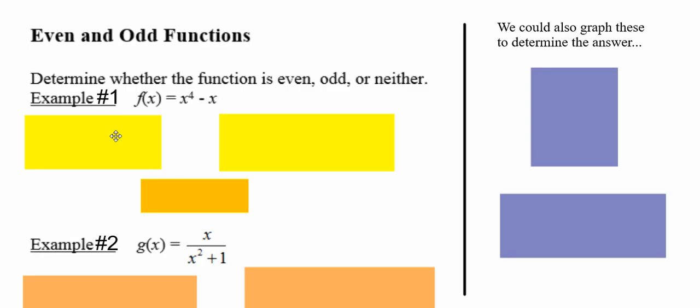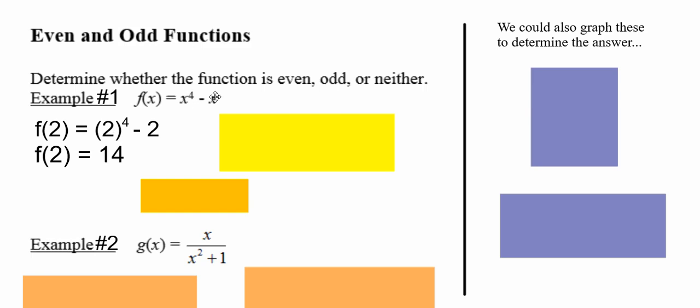So what I'm going to do is look first at this function, and plug in 2 for x. So f of x is just saying the function at a certain value of x. So f of 2 says I'm going to find the value of the function when x is equal to 2. And I'm just going to do that by plugging in 2 for every x. So when I see x to the fourth, I'm like, okay, 2 to the fourth, which is going to be 16, right? 2 times 2 is 4 times 2 is 8 times 2 is 16. 16 minus 2 is 14.